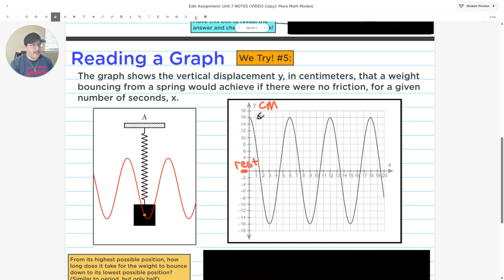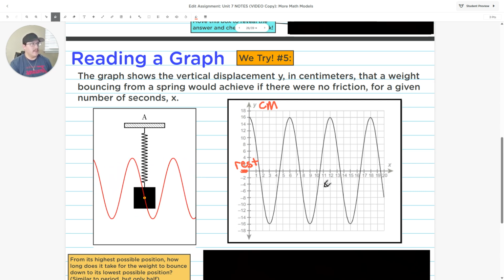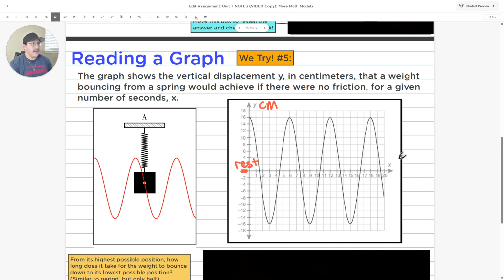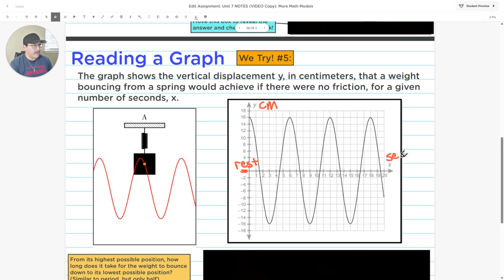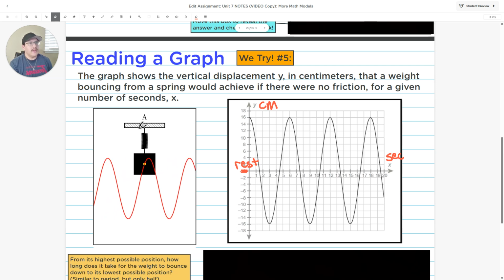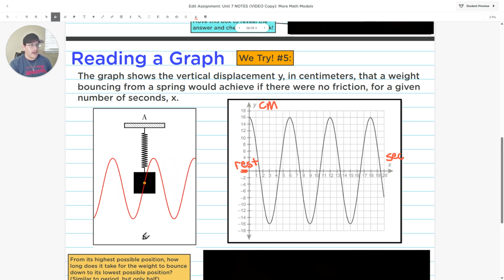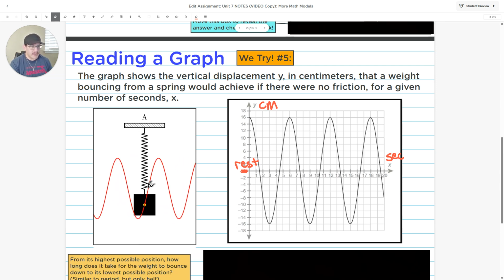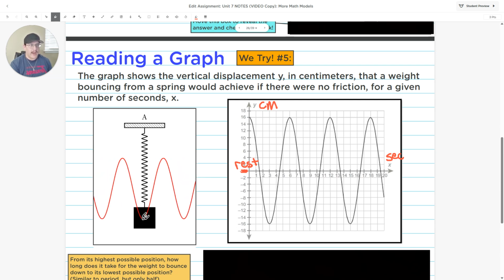From rest, the displacement going up and down from the spring. And x is the amount of seconds that this takes. As you can see, this weight on a spring is creating a periodic function, a periodic graph that repeats over and over and over again.